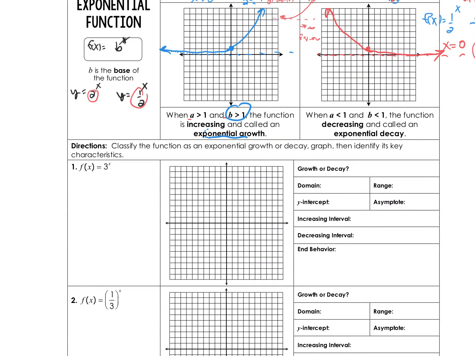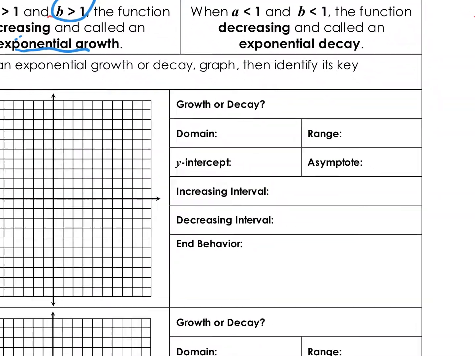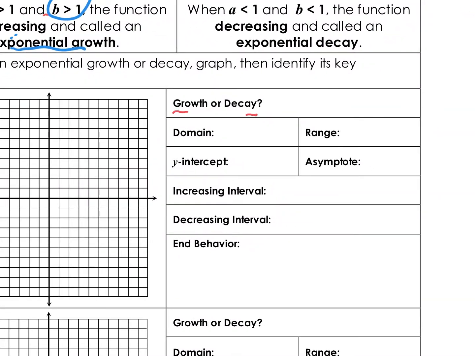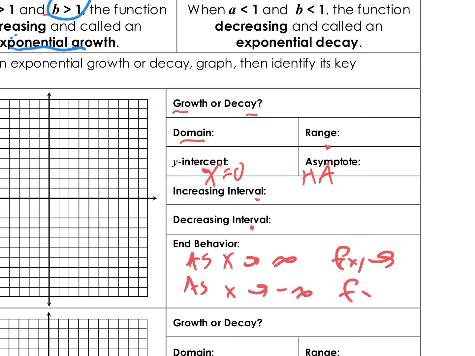So now we're going to do some more of these, and we're going to try to describe the usual. Is it a growth? Is it a decay? What's the domain? What's the range? What's the y-intercept? That means when x equals 0. I'm always going to do that. The asymptote will always be a horizontal asymptote. We'll describe the interval of increasing, the interval of decreasing if it has one. Remember, we're only going from left to right. And behavior will be as x approaches infinity, what does f of x approach? As x approaches negative infinity, what does f of x approach?